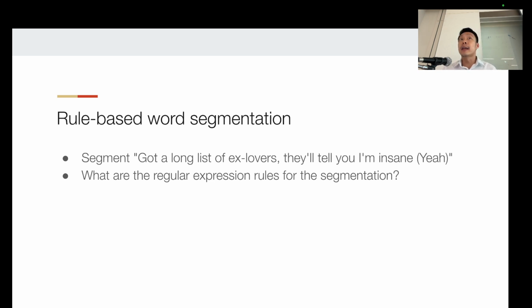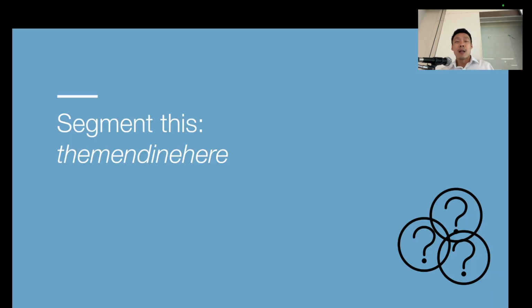And thankfully, you don't have to because you can use some tool to do that for you. So that's just awesome. I want to show an example if English doesn't have space. Can you segment this?